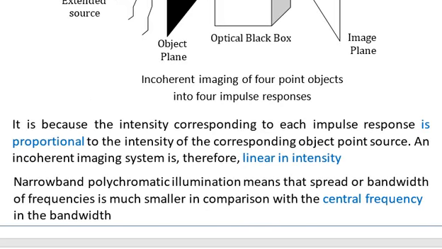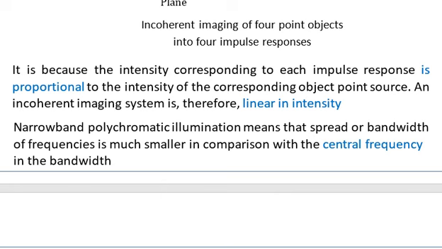Narrowband polychromatic illumination means that the spread or bandwidth of frequencies is much smaller in comparison with the central frequency. When we consider the bandwidth of a narrowband polychromatic source, it contains many wavelengths, and there is a central wavelength with some frequency. The bandwidth of that profile of the wavefront is smaller in comparison with the central frequency. That's why we say the spread of the frequencies is much smaller in comparison with the central frequency, and such sources are referred to as narrowband polychromatic sources.